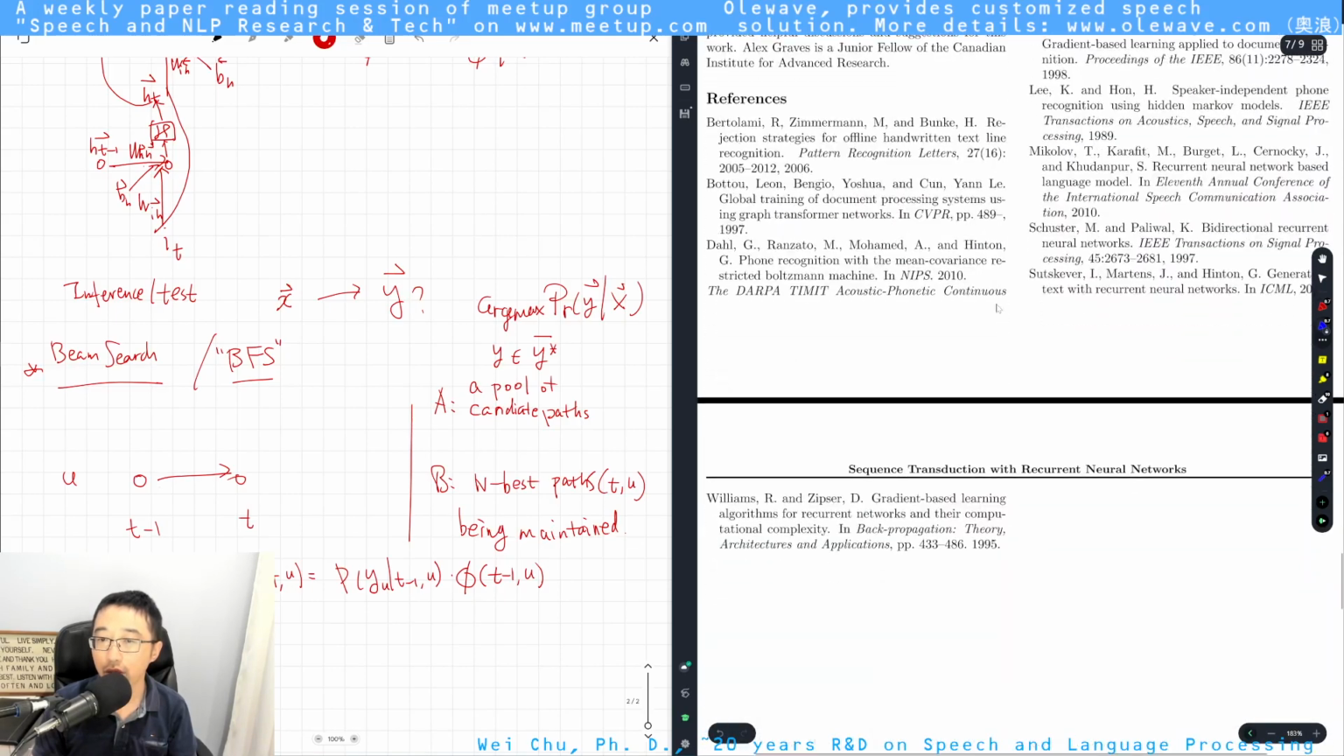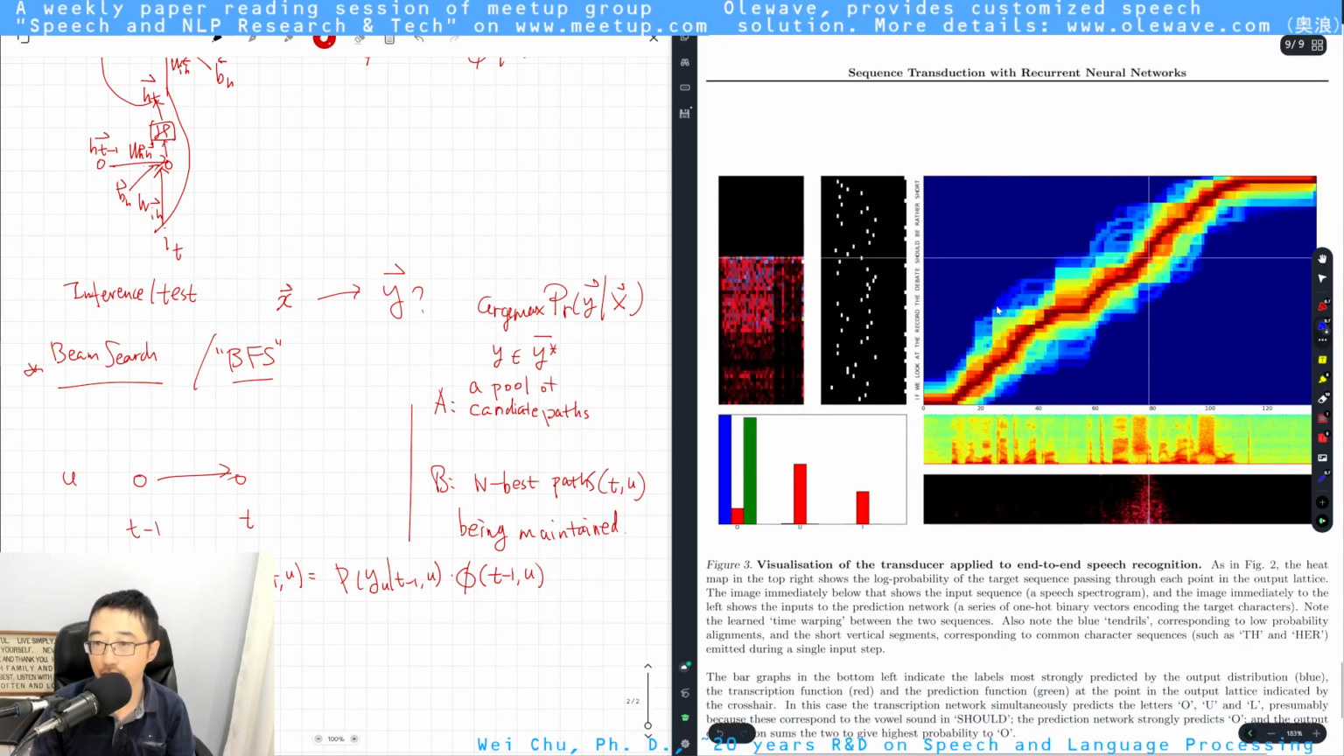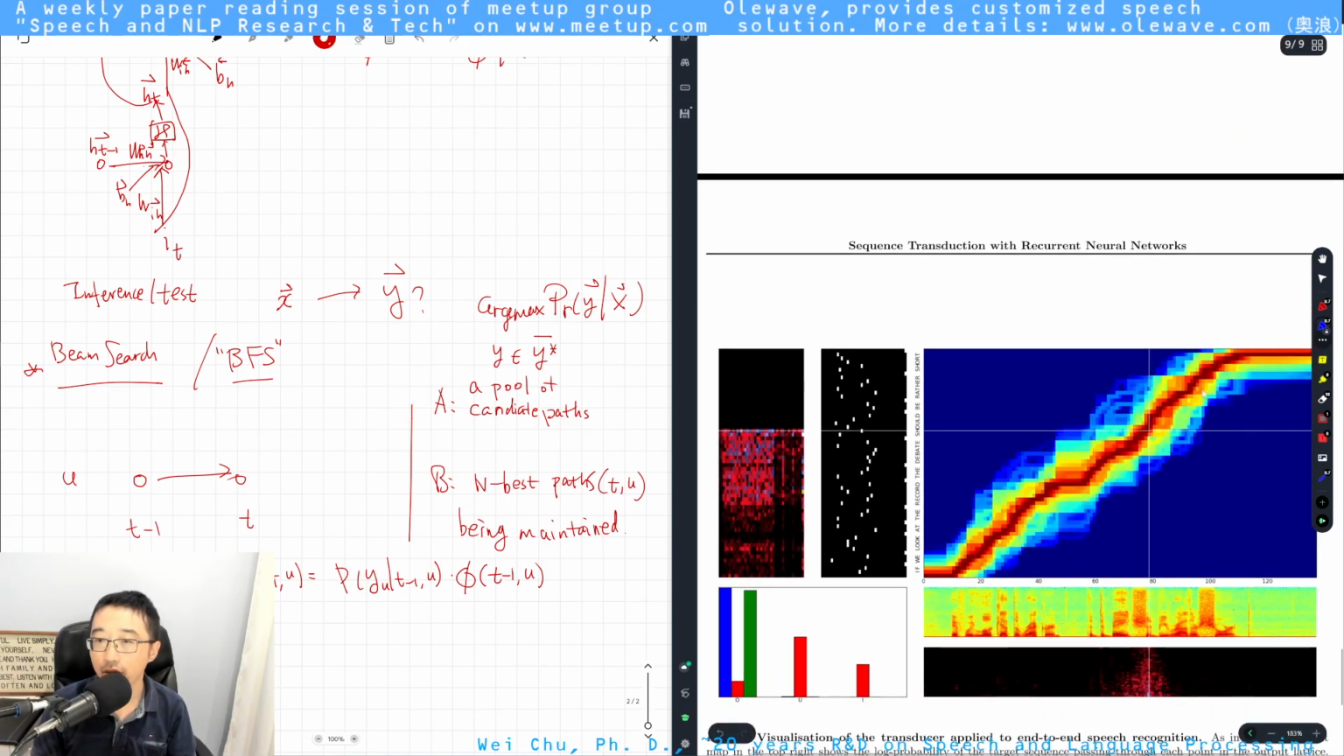Well, he did show in the appendix this is the alignment he obtained by using the RNN-T. You can see this alignment is mostly monotonic. When I mention monotonic, it means it always moves forward. It does not go back. So it always moves from the bottom left to top right. It does not go backward and then forward.